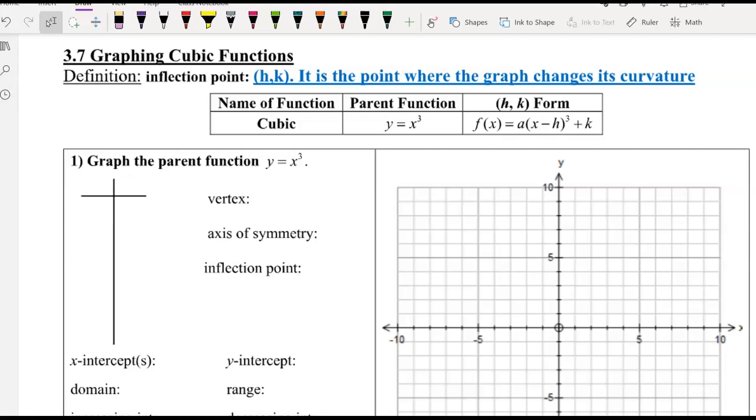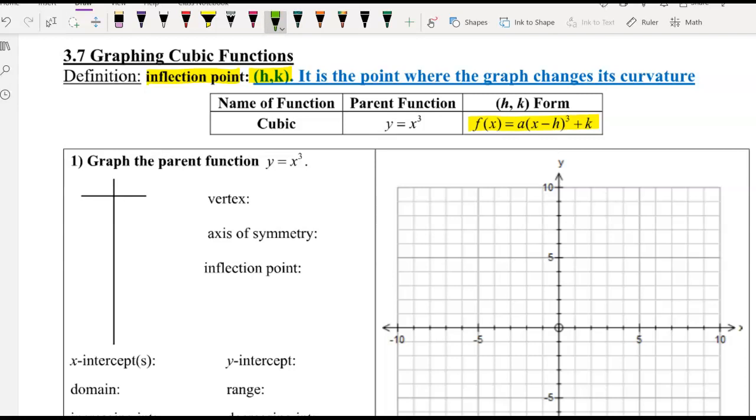Okay, students, 3.7, graphing cubic functions. Now, the first definition is the inflection point. In a cubic function, we are still going to use the HK form, so the inflection point will be the HK. We talked a little bit about this during the previous section when you had to identify all the characteristics. It is the point where the graph changes its curvature.